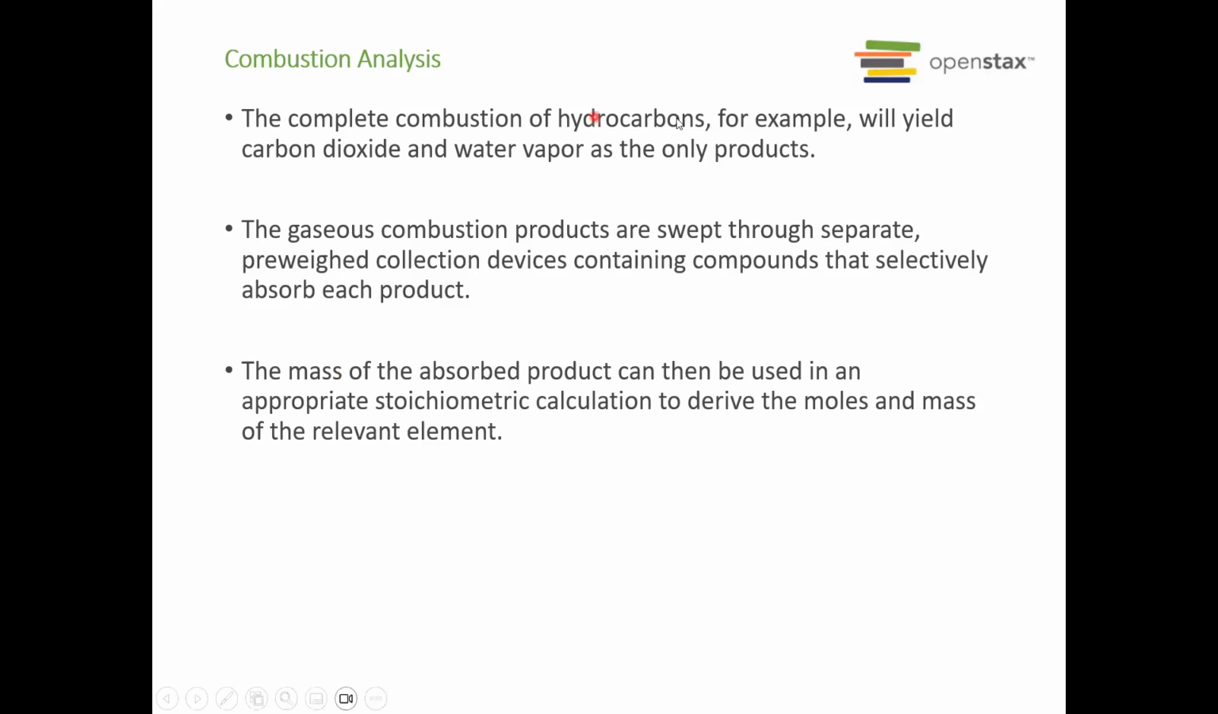So like I said, with a hydrocarbon, we're going to produce carbon dioxide and water. So what we're going to then have is those gases, and we can pass them through collection devices that are going to absorb one or the other. And then afterwards, we can measure to see how the mass has changed. And then based on the stoichiometry, based on the mass of water vapor, based on the mass of carbon dioxide, we can then figure out the mass of carbon and hydrogen in those original samples, and then get the empirical formula.